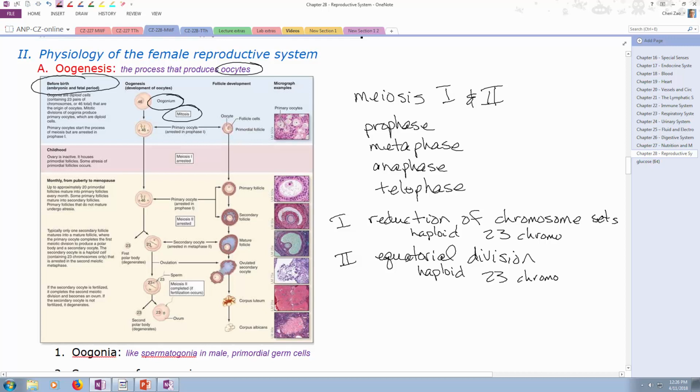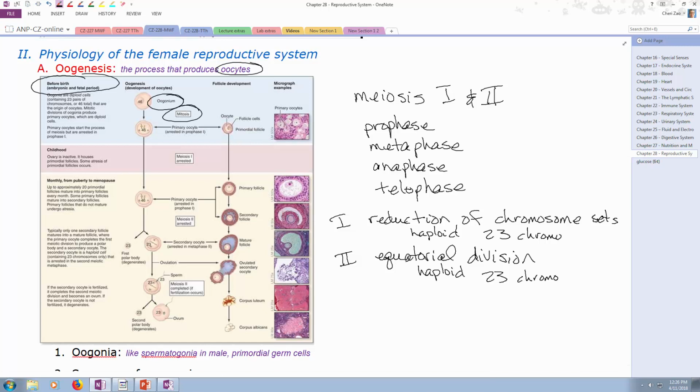And if you want to know more about meiosis 1 and 2, I actually suggest you get out there and look at some good YouTubes for that. But if you just want to keep it simple, that's all I'm going to tell you about it. And let's go ahead and take a look at this chart now.